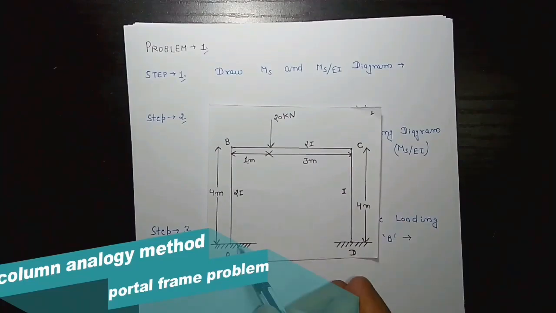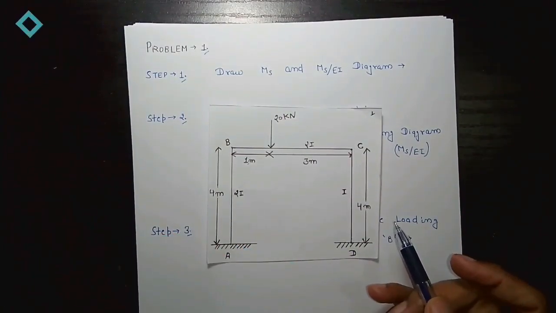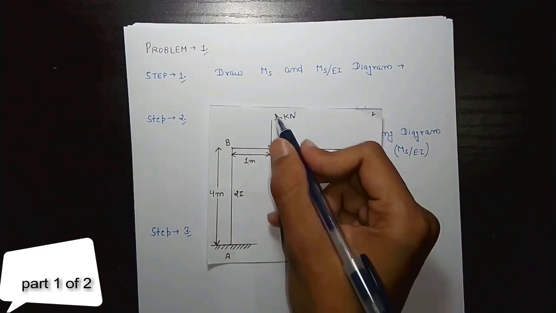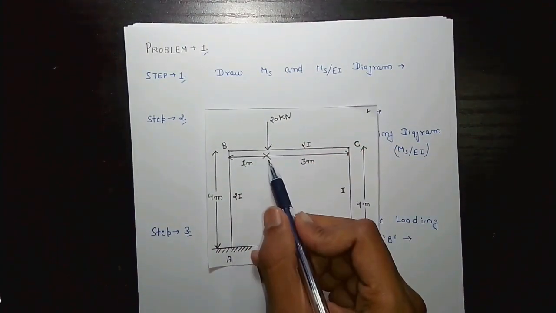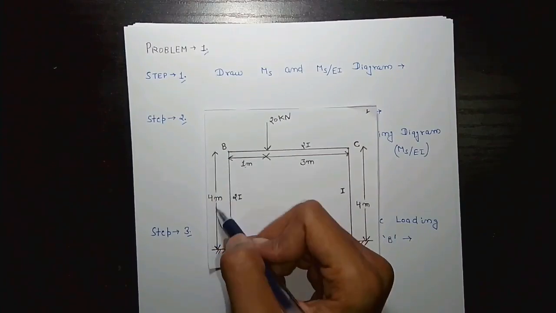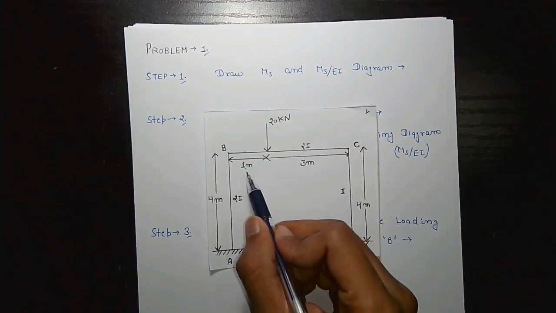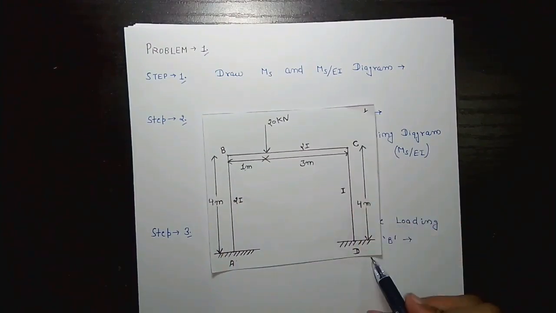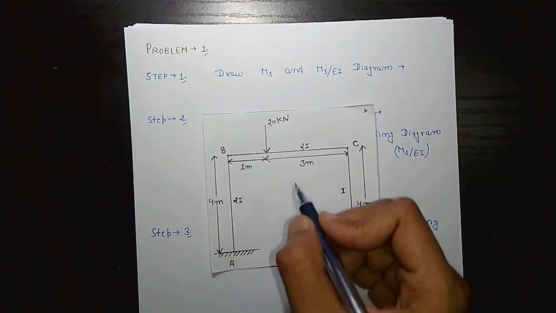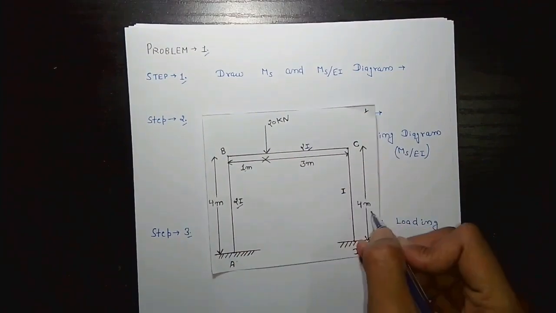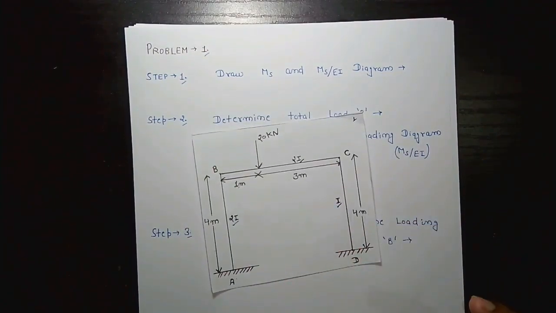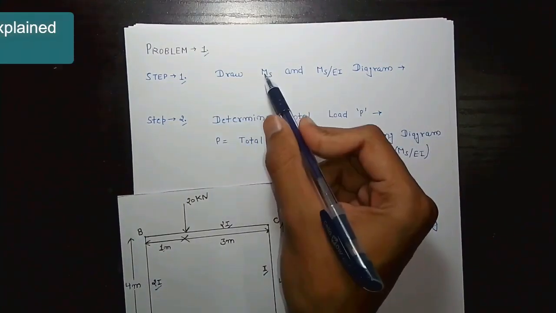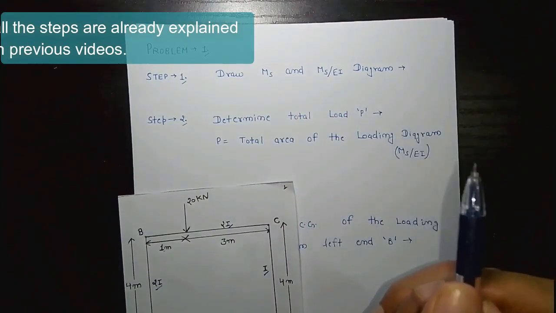This is the portal frame to solve by using the column analogy method. It is fixed at A and fixed at D, with an eccentric point load of 20 kN acting at a distance of 1 meter from B. AB is 4 meter, BC is 4 meter, and CD is again 4 meter. The AB span has 2I moment of inertia, BC has 2I moment of inertia, and CD has I moment of inertia. Okay, now step 1, draw the Ms and Ms divided by EI diagram.